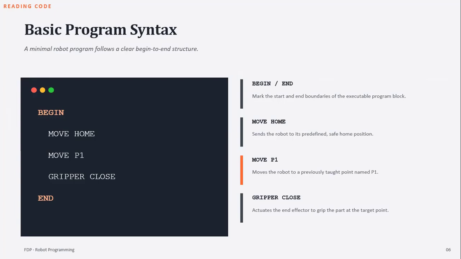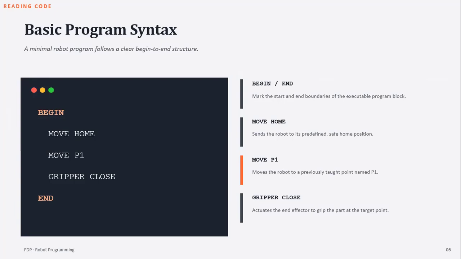Let us now have a simple understanding of robot programming syntax. Here is a sample robot programming syntax illustrated below. Let us see the explanation for each and every motion command that is used in this simple programming syntax.